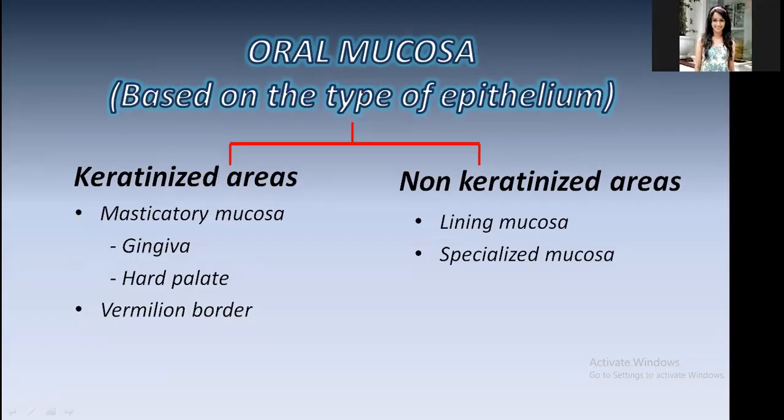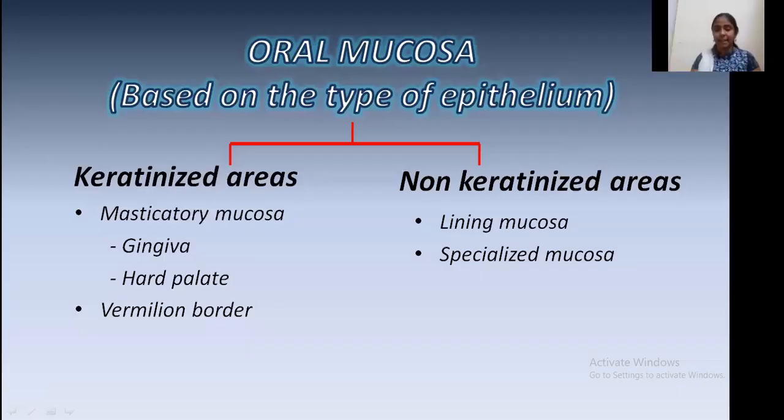Specialized mucosa is the tongue. Lining mucosa is the mucosa of the buccal vestibule. All the vestibular areas are the lining mucosa. Kindly make a note. Keratinized and non-keratinized areas of the oral cavity is an important one-word question.